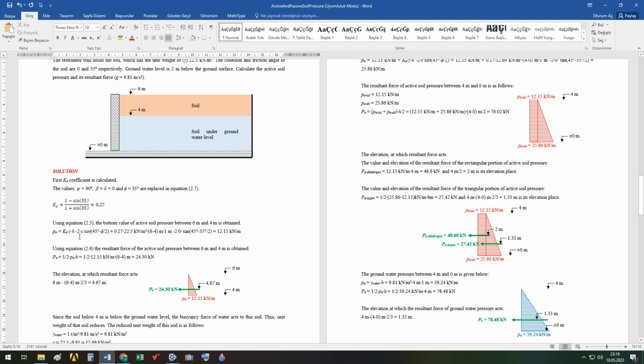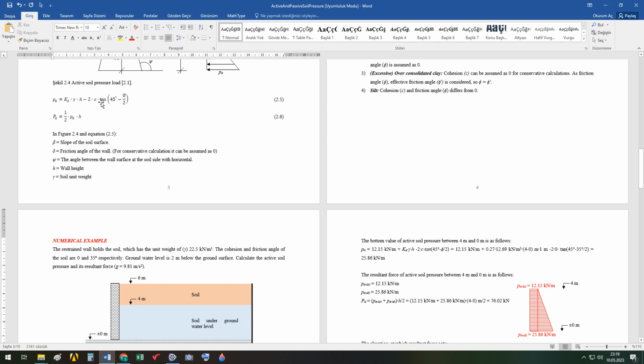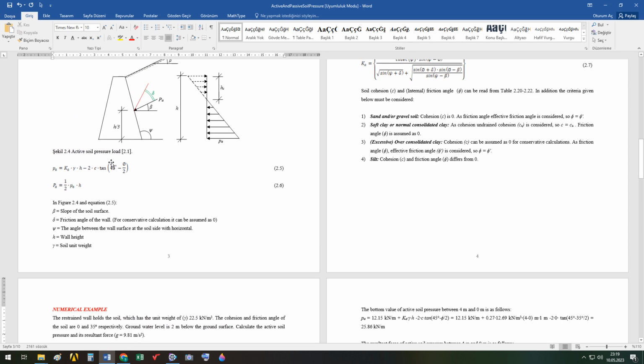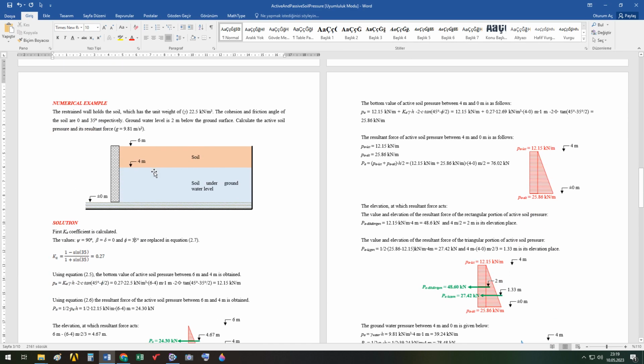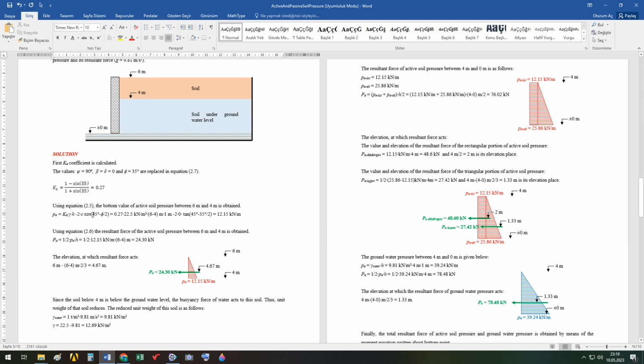And then this formula is always used even if tensile stress is developed here in the soil. It's always valid. It is used with H. We also replace the values of H. You see here, let's follow the numerical values of the symbols here. Ka is obtained as 0.27. Gamma of the soil is, but now the active soil pressure is calculated between 6 meter and 4 meter elevations.